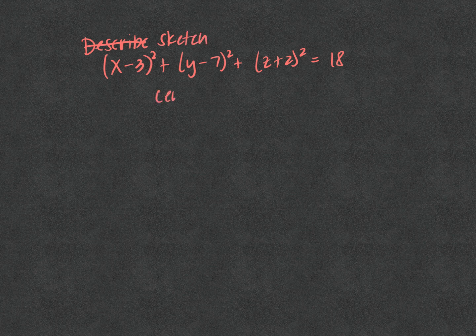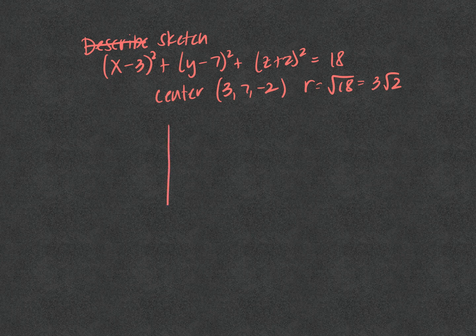So this means our center is at 3, 7, -2 because we change the signs when we take them out of the parentheses. And the radius is the square root of 18, which in mathematical exactness is 3 square root of 2, but it's actually a little more than 4. So think about the fact that it's 4 point something. So if we said describe, we would say sphere with a center at that point, 3, 7, -2, and a radius of the square root of 18, which is 3 times square root of 2.